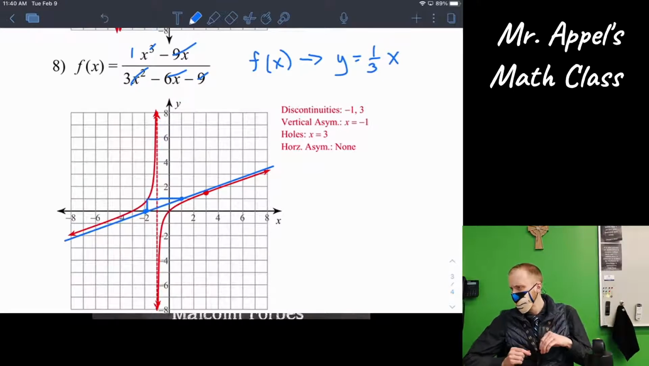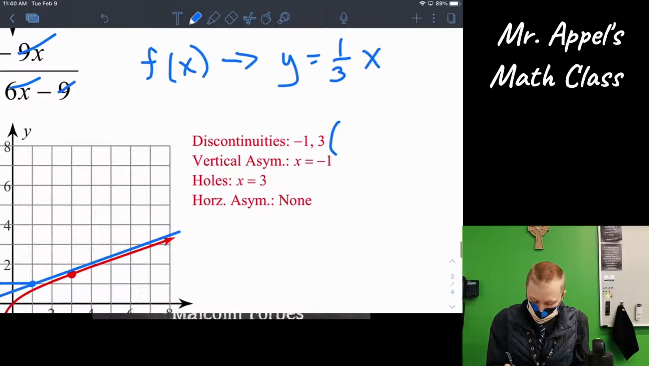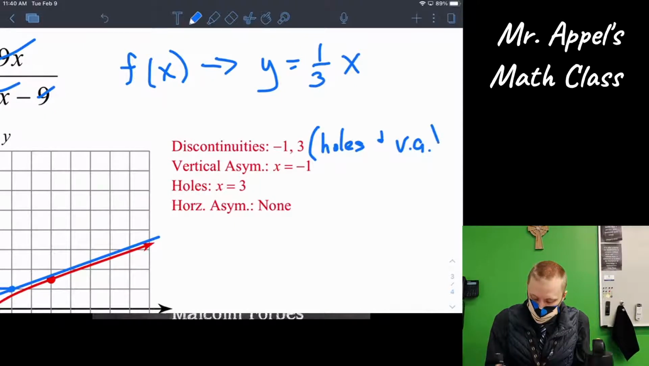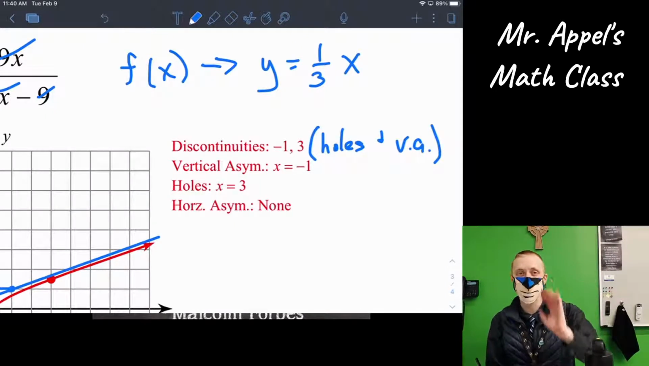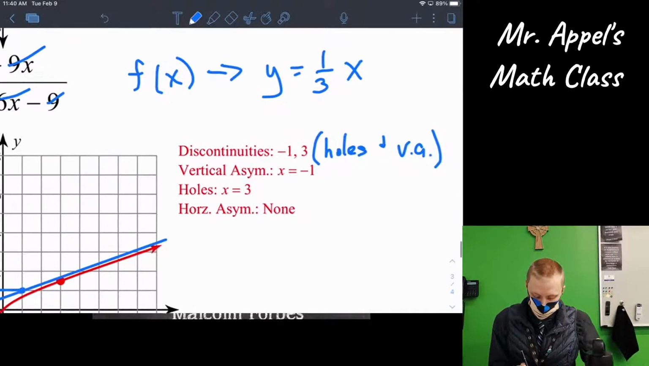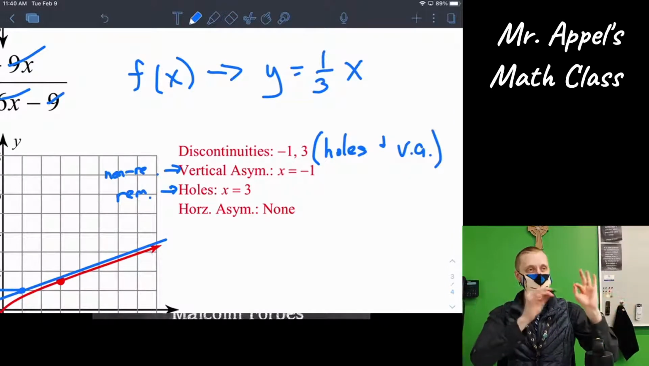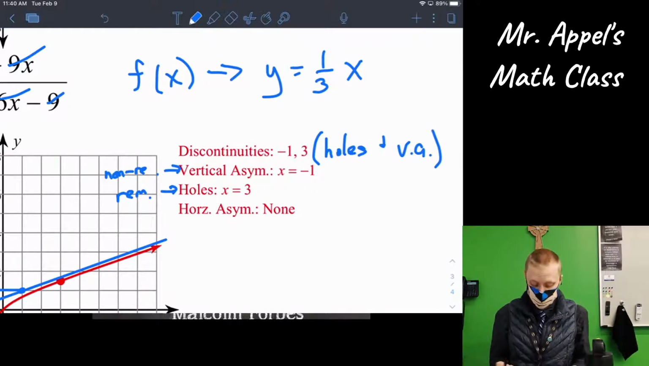Why does the discontinuity have -1 and 3? Doesn't 3 cancel out when factoring it at the start? Yes, remember discontinuity includes holes and vertical asymptotes. All of those are types of discontinuities, right? One of them is removable. One of them is non-removable. But the full proper term for a hole is a removable discontinuity, right?